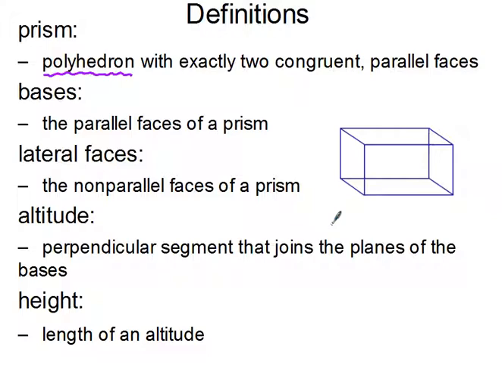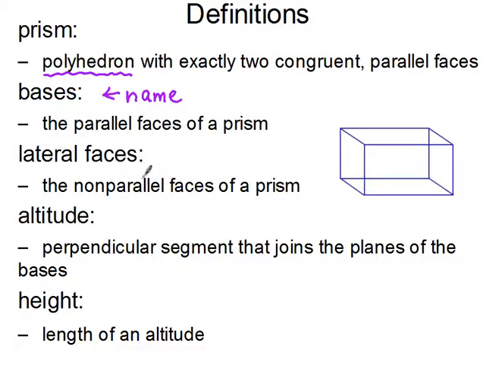Anything that has polygons on all sides is called a prism. It has two congruent parallel faces. The parallel faces of a prism are called the bases, and this is actually how they get their name. So if you have a prism that has hexagons on both ends, it's a hexagonal prism because it has hexagons on the ends of it. If it has triangles on the ends of it, it's a triangular prism. So we name everything by the bases. If it's a box, it's a rectangular prism or a square prism, depending on what we have.